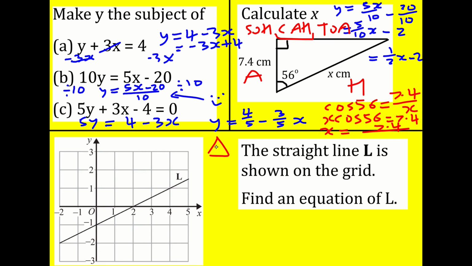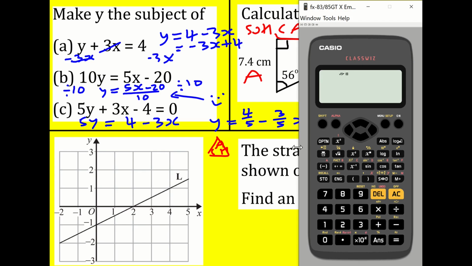It's not actually like that. You cover the one up that you need to find, so it's adjacent divided by cos. But ideally, what you do is you learn how to rearrange equations. We get 7.4 divided by cos 56, and at that point, I put it in my calculator. Sorry, 7.4.